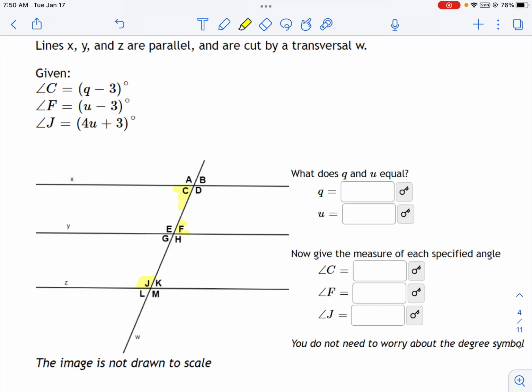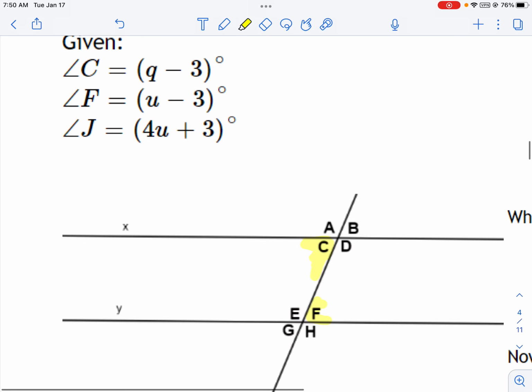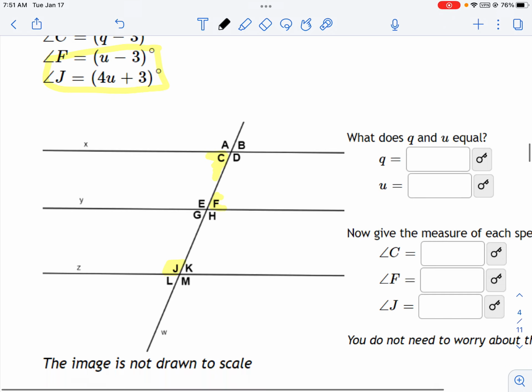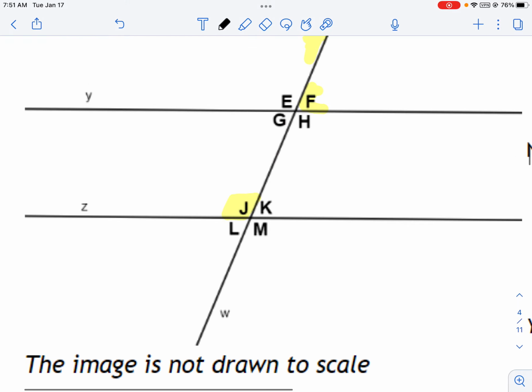Alright, so we have two different variables, a Q and a U. The easiest way is to first identify the two angles that relate to each other with the same variable. Then you'll be able to solve for U, and once you do, it makes it easier to solve for the second variable, Q. Here we are given U in two different angles, F and J. How on earth do F and J relate to each other?